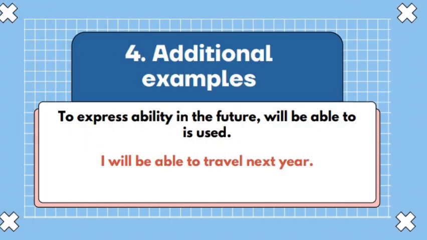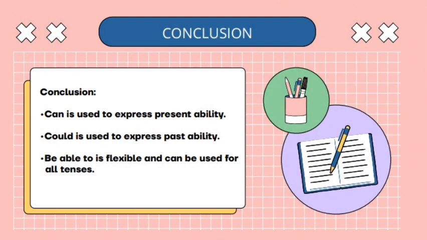And last is additional examples. Additional examples to express ability in the future. Will be able to is used. I will be able to travel next year. And the conclusion: can is used to express present ability. Could is used to express past ability. Be able to is flexible and can be used for all tenses.